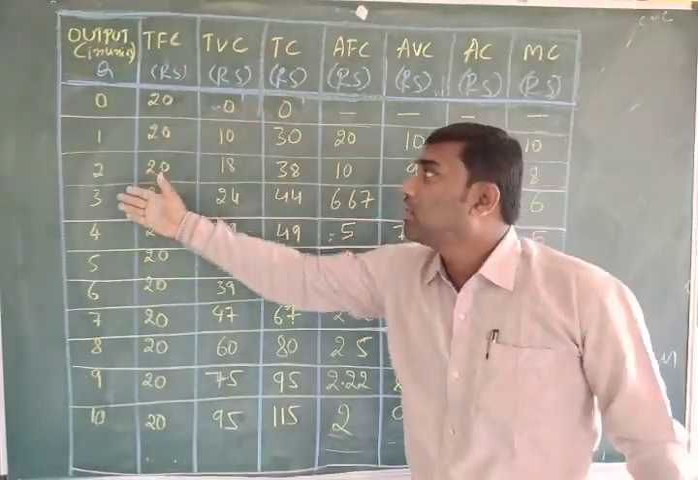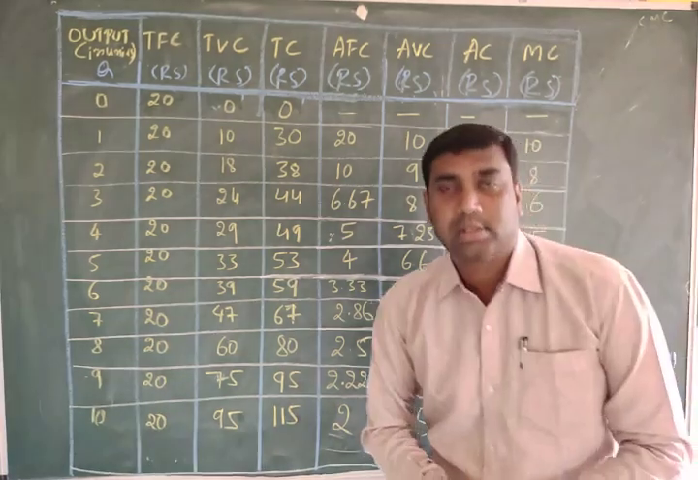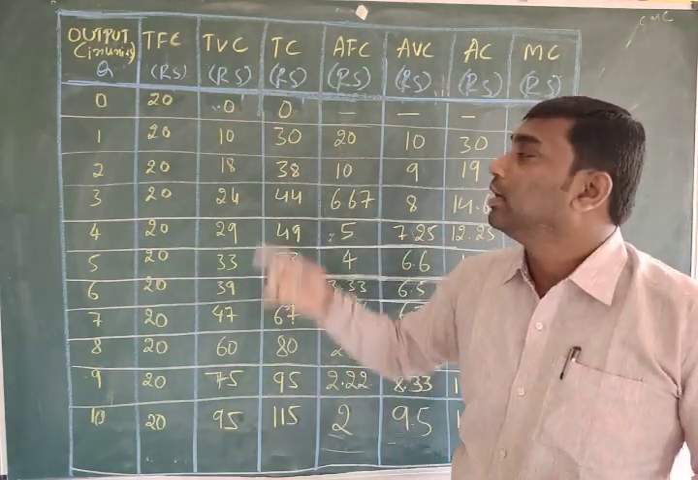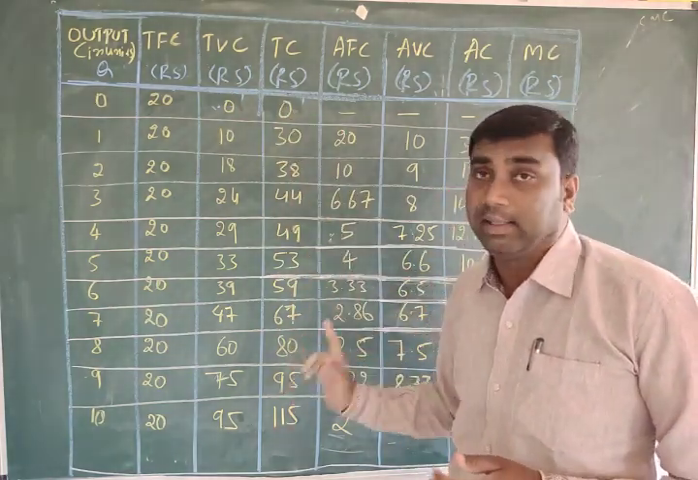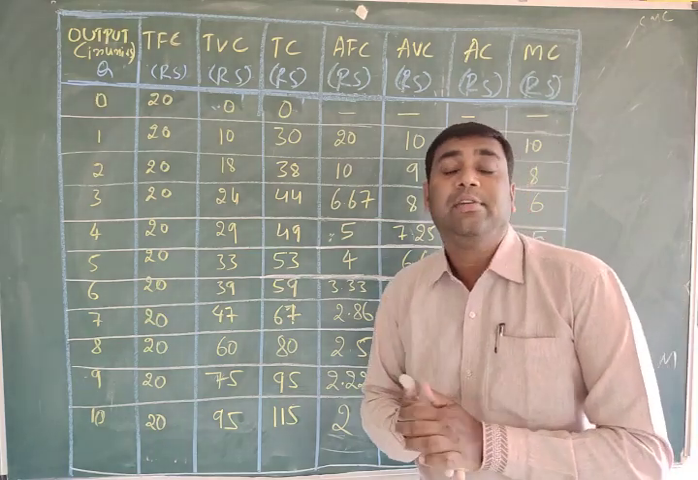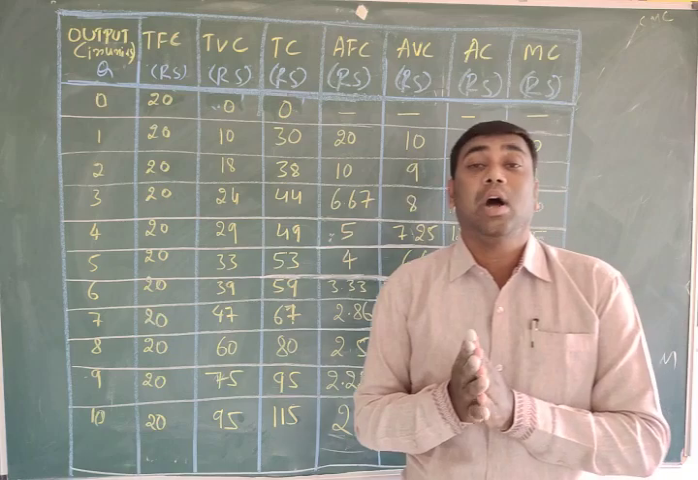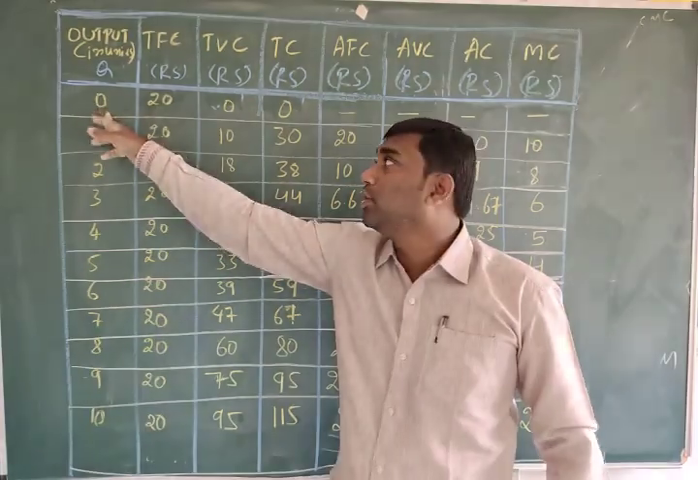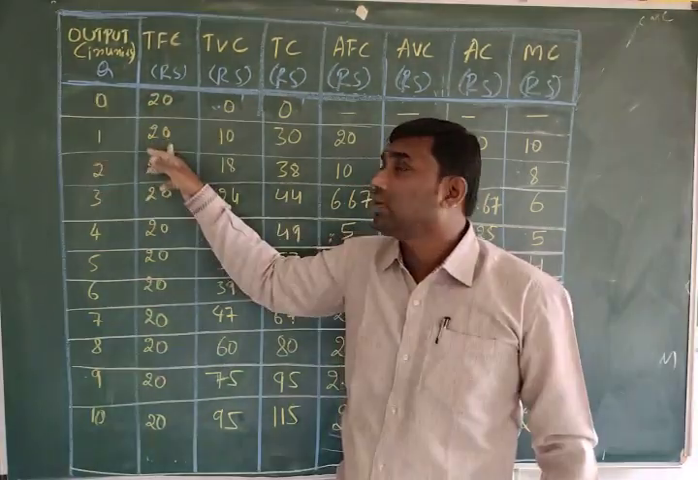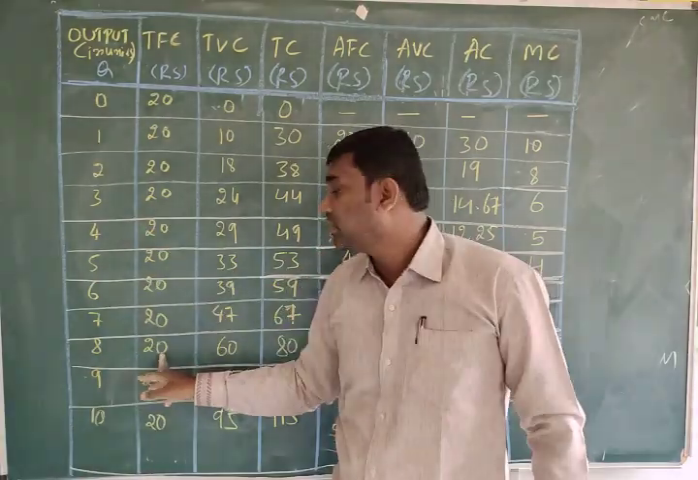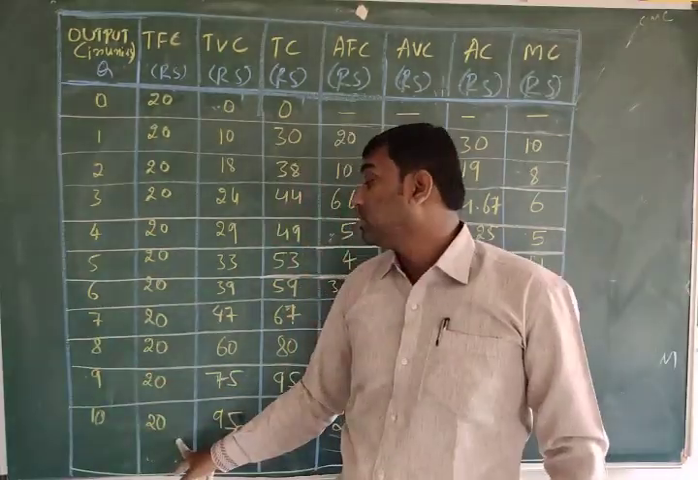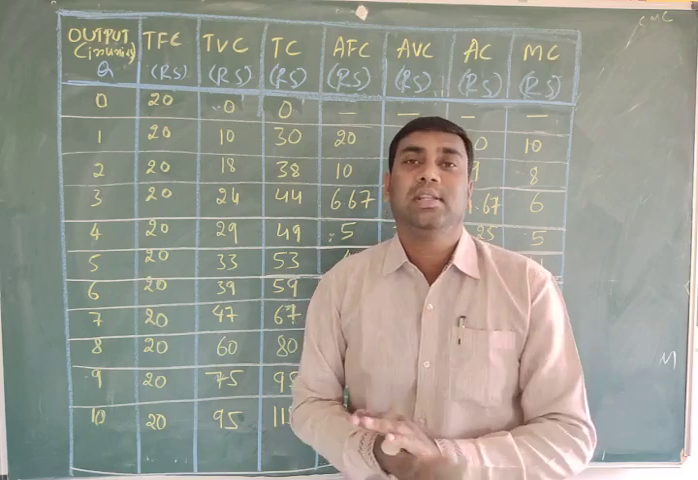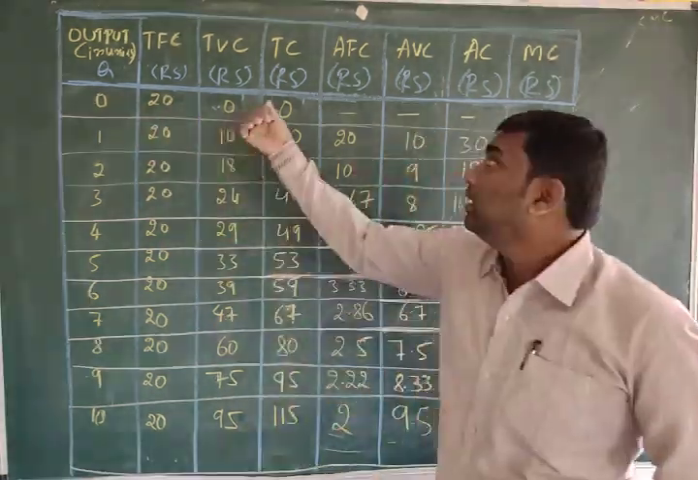Okay. So here the first column is output, number of products, number of commodities, that is quantity in units. That is 0, 1, 2, 3, 4, 5, 6, 7, 8, 9, 10. Then the next column is TFC, total fixed cost. Whatever changes in the output, there is no change in the fixed cost. You can observe here: output is 0, fixed cost is 20; output is 1, fixed cost is 20; output is 3, fixed cost is 20; output is 8, fixed cost is 20; output is 10, fixed cost is 20. That means whatever changes in the output, either 0, increasing or decreasing, there is no change in the fixed cost.